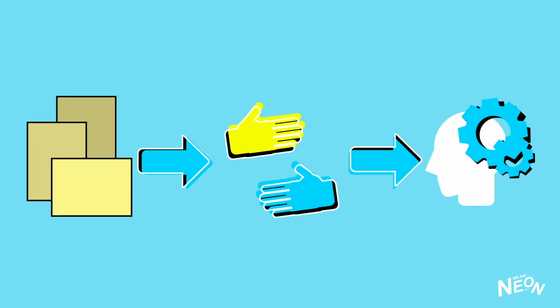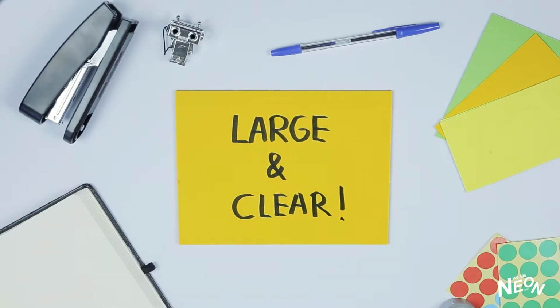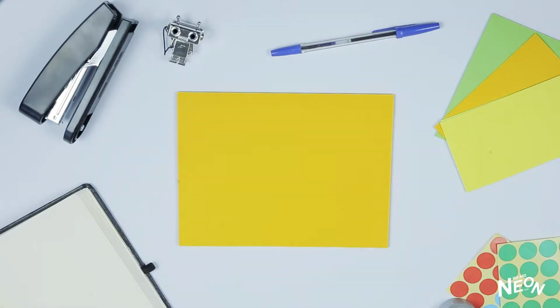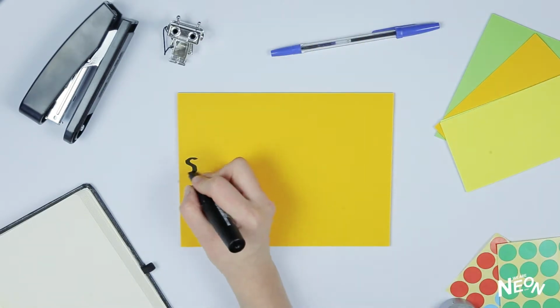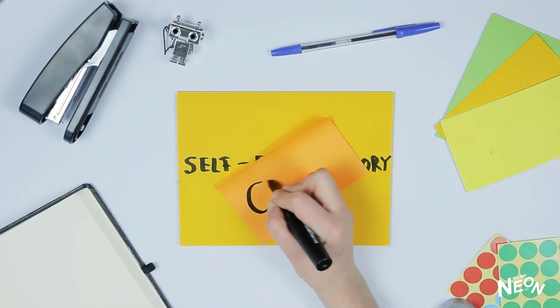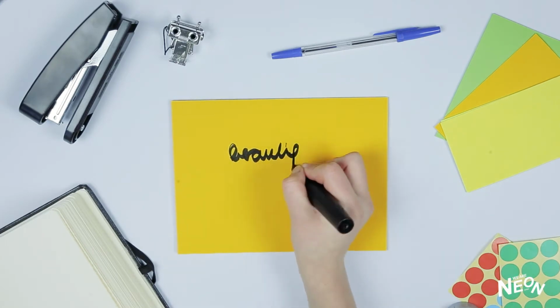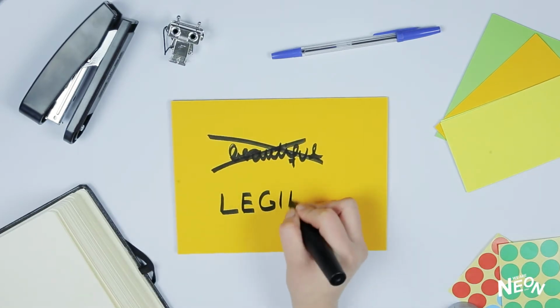Everything you visualize should be large and clear enough for everyone in the room to see. Whatever you draw, create, or sketch must be self-explanatory for your audience. Your handwriting doesn't have to be beautiful, but it definitely needs to be legible.